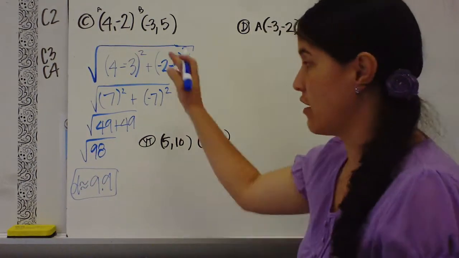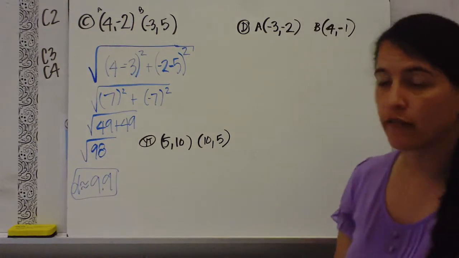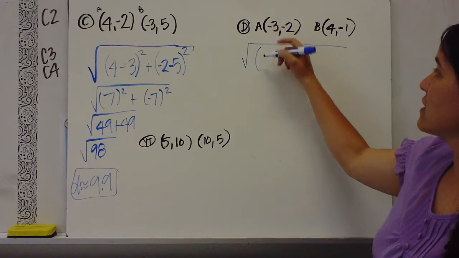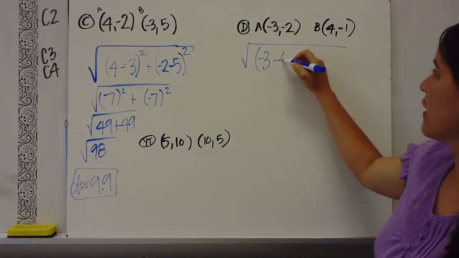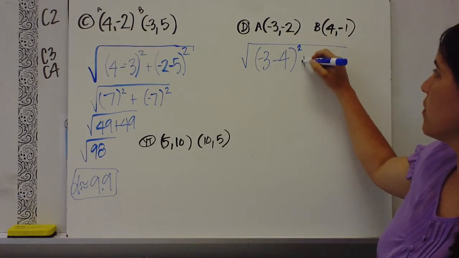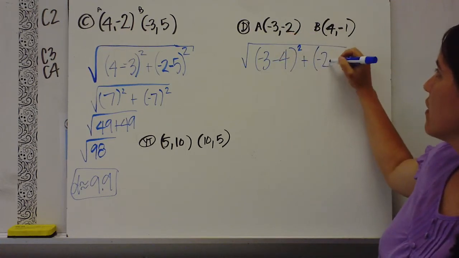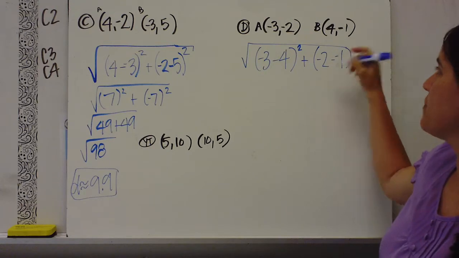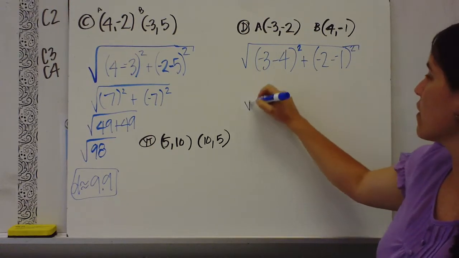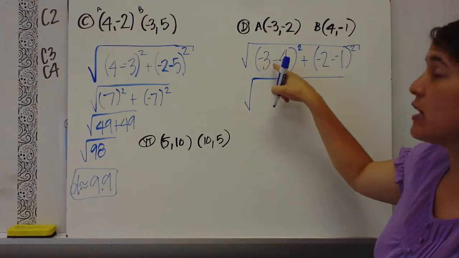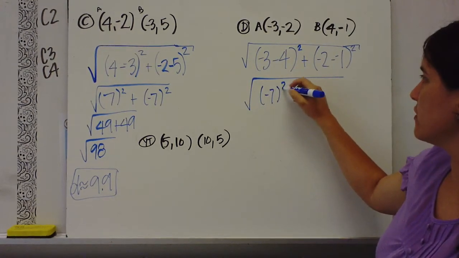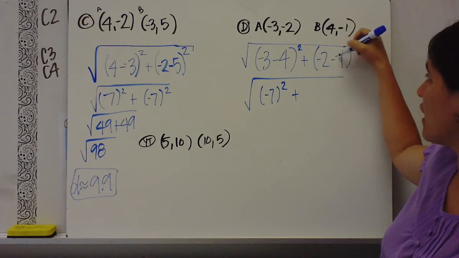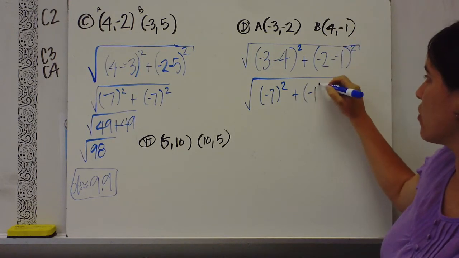So there is another example. Let me do one more with you, and then you have a try. So the square root of x minus x squared plus y minus y. So you notice it's minus a negative 1 squared. Negative 3 minus 4 is negative 7. Negative 2 minus negative 1, there's two negatives, is negative 1.